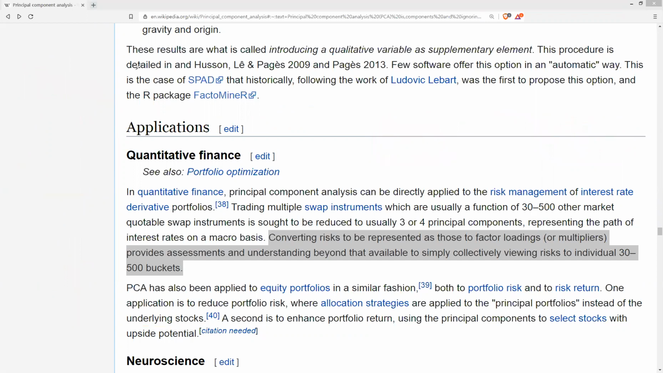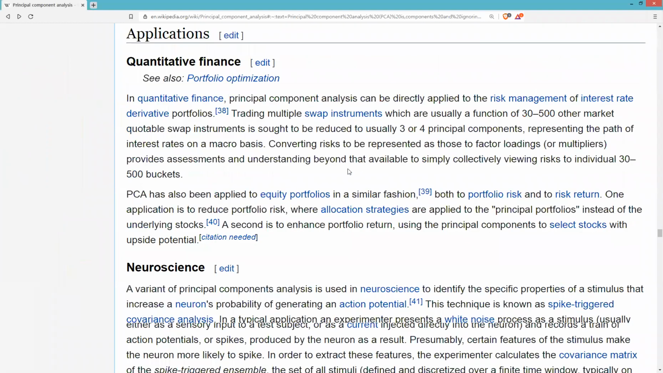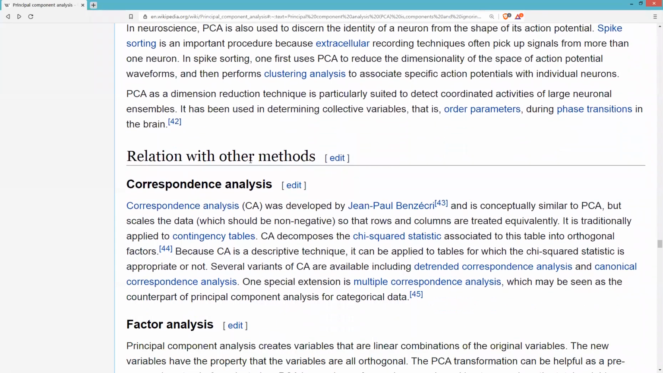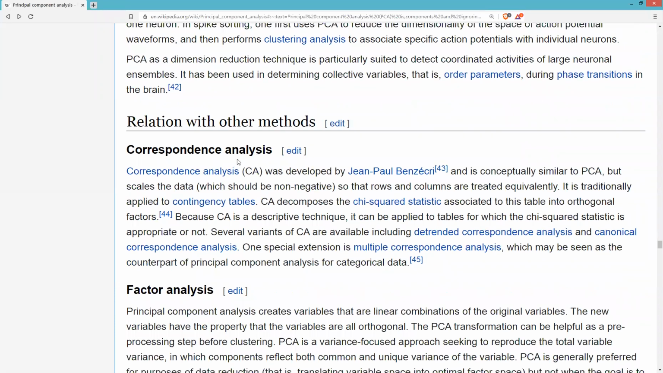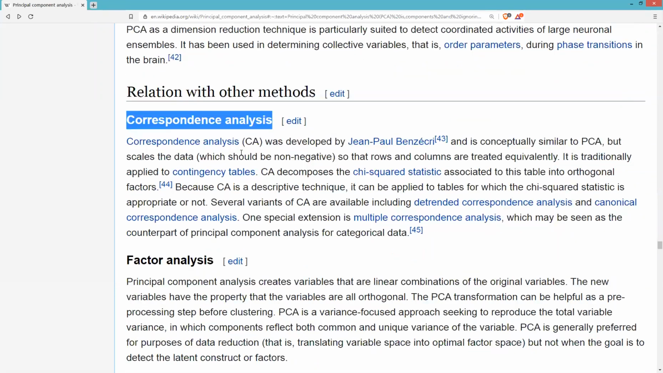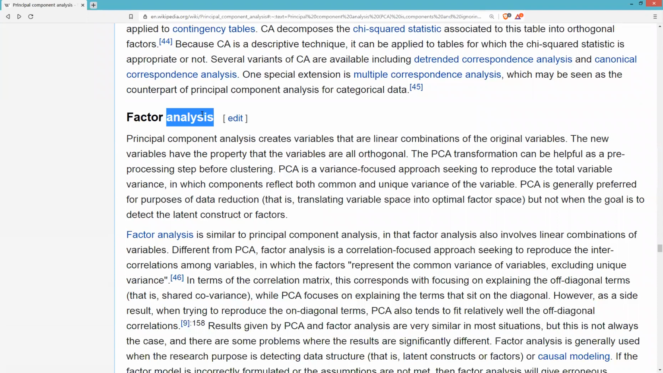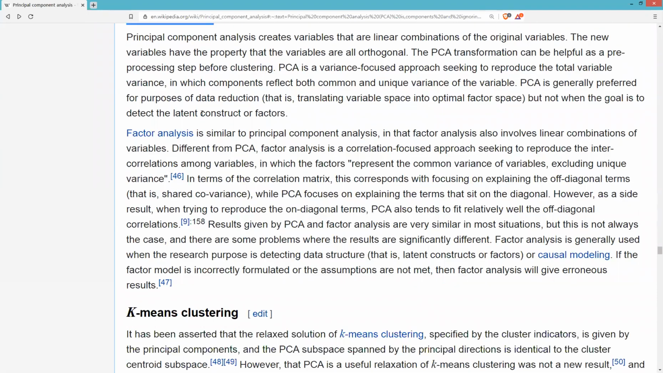And well, quantitative finance is full of illustrations about principal components. And in neuroscience, there is another one. Relation with other methods: correspondence analysis, yes, that is very relevant. Factor analysis is very important in finance. Well, I can skip this one.